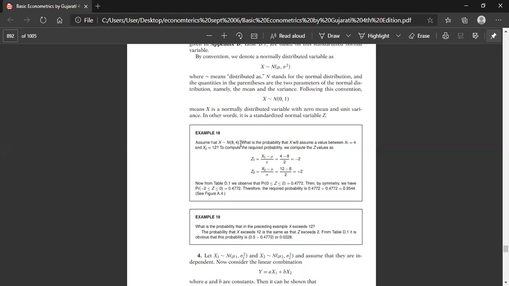Sample will come later. So if X is normally distributed with population mean 8 and population variance 4, you just want to know what is the probability that X lies between 4 and 12. One way, the long way, is to do what?